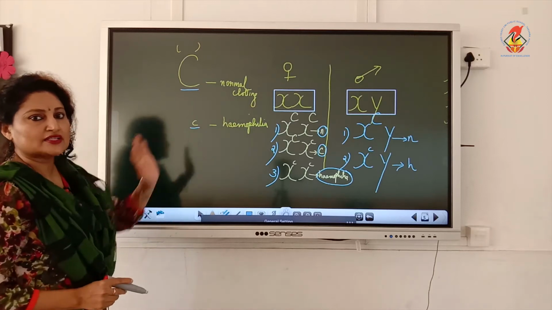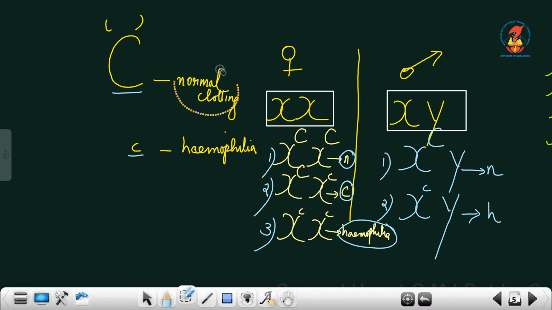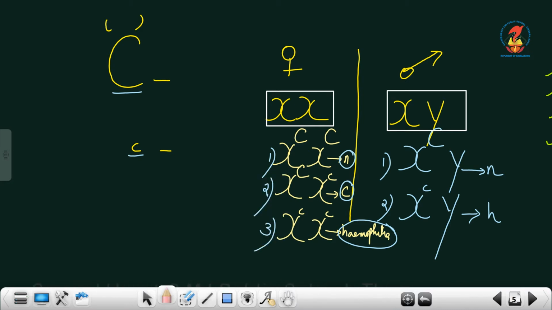Now the same pattern of inheritance is used for color blindness. So what I am going to do is just change what capital C and small c stand for. Now here, capital C stands for normal color vision and small c stands for color blind. See, I just changed the indication and the remaining all stands the same. So now again I am explaining from the point of view of color blindness.